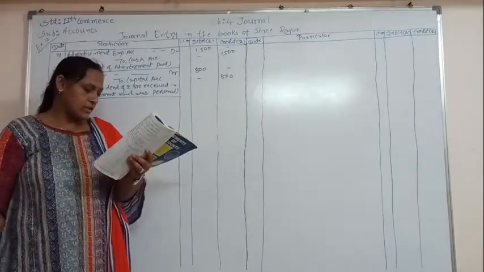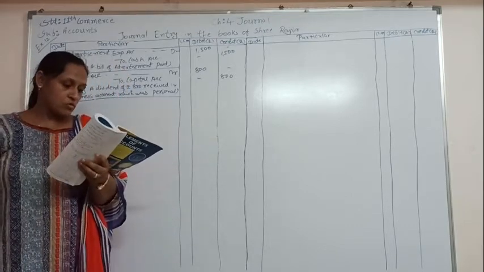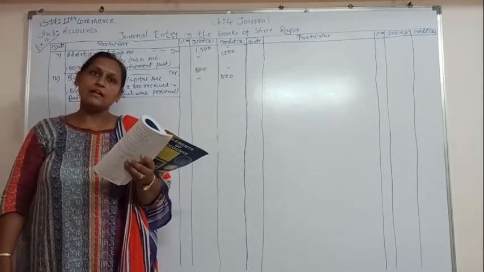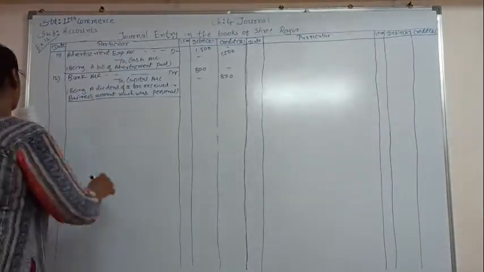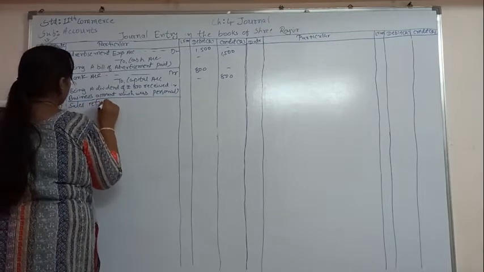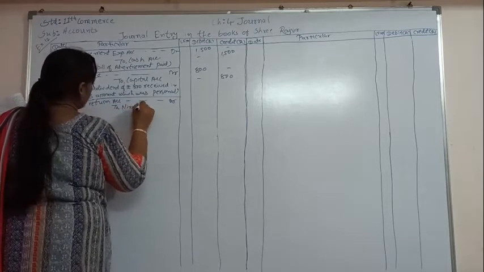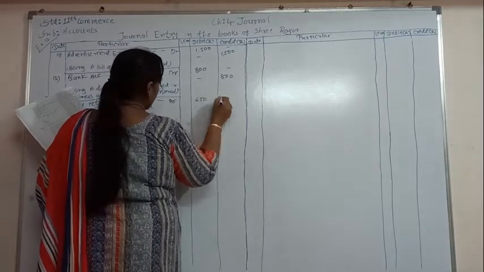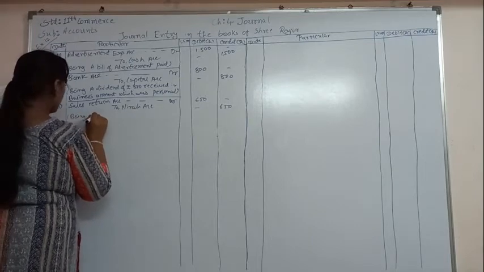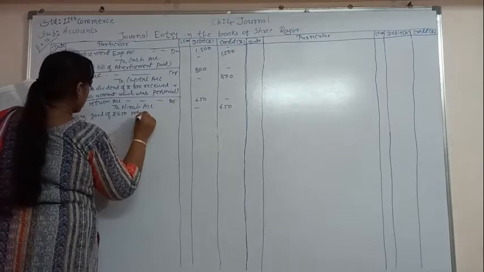Now let's see the date number 13. Nirali returned the goods of rupees 650. So see, here we have sold the goods to Nirali, and they are received back. So sales return account debit to Nirali, that journal entry we are going to pass. Sales return account debit to Nirali account, and the amount will be 650, being goods of rupees 650 returned by Nirali.